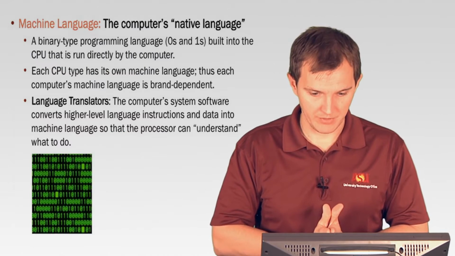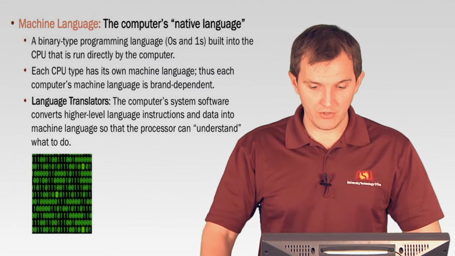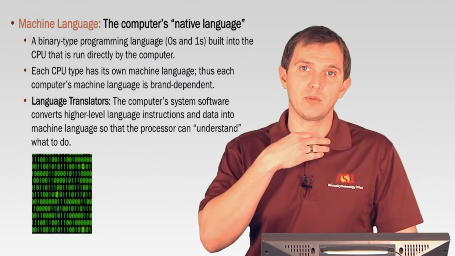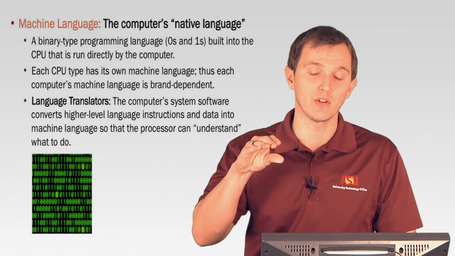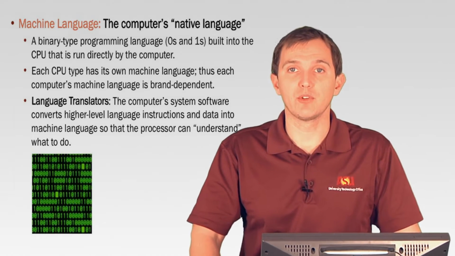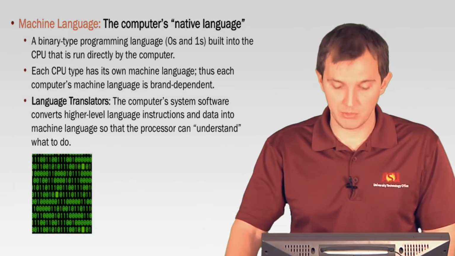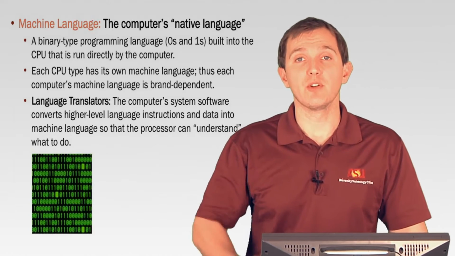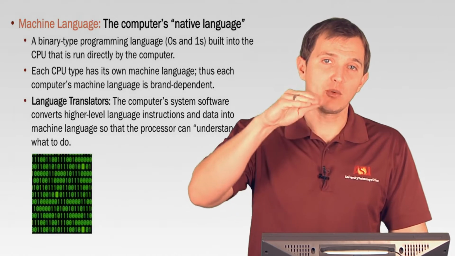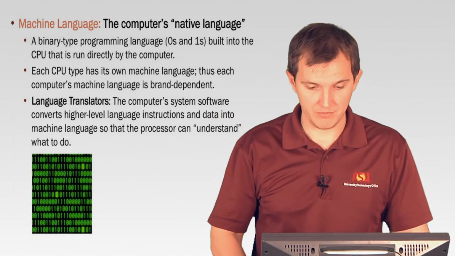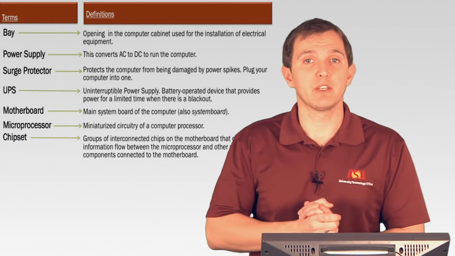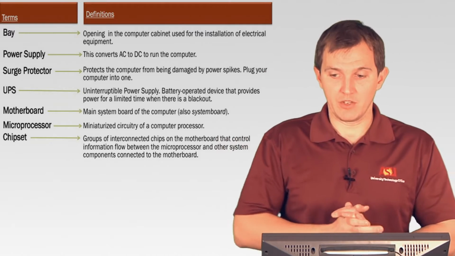And then language translators are system software that converts the higher level language instructions that we sort of speak, and the programmers speak at a slightly lower level than we do. They convert those instructions into data and machine language so that the computer can understand what it's expected to do. So you just need to know that there are several different layers, and the most basic and rudimentary is binary, and as they work their way upwards, they get more and more understandable to people like you and me.